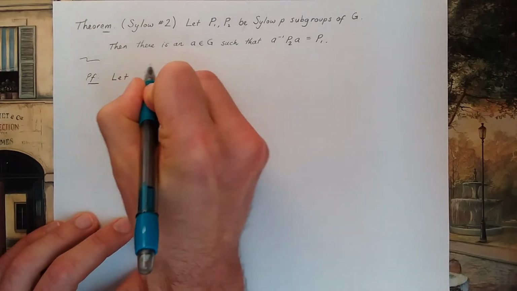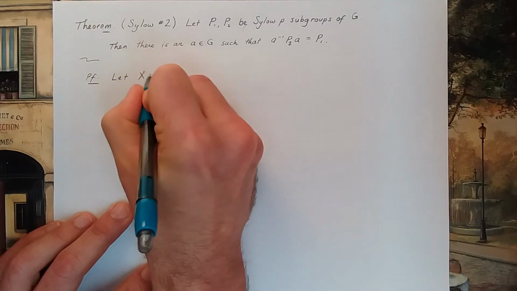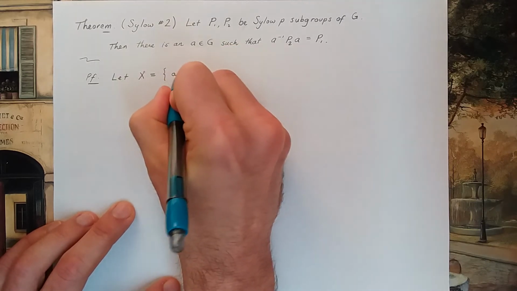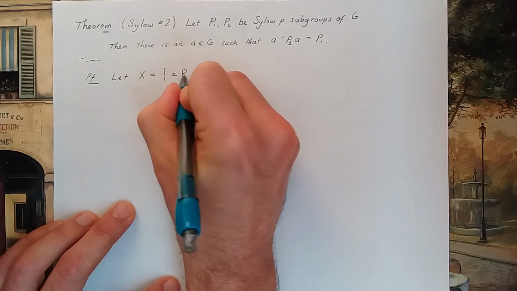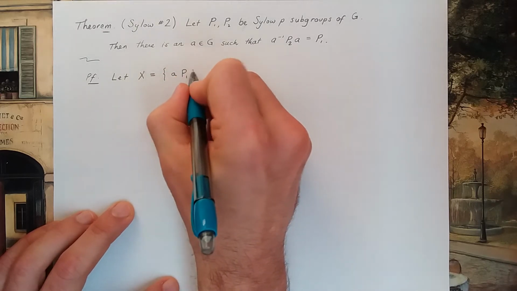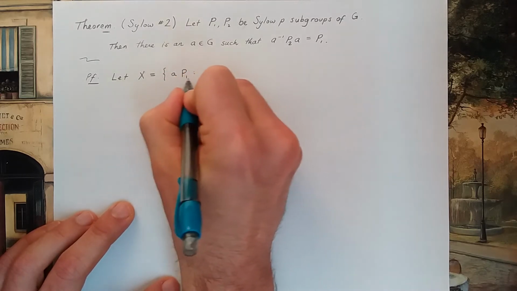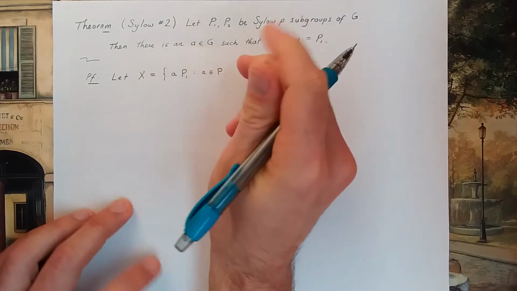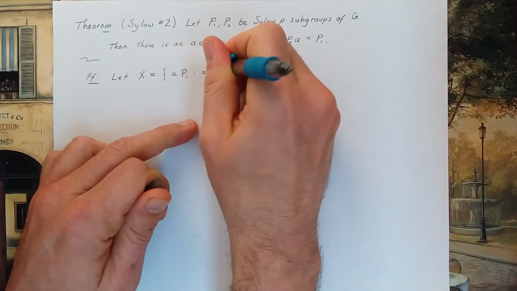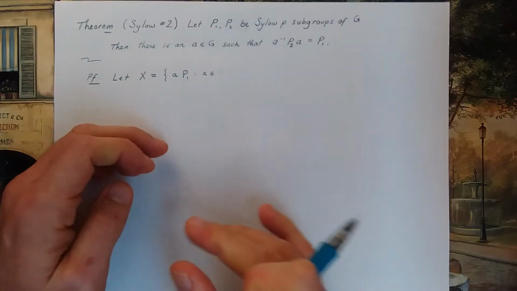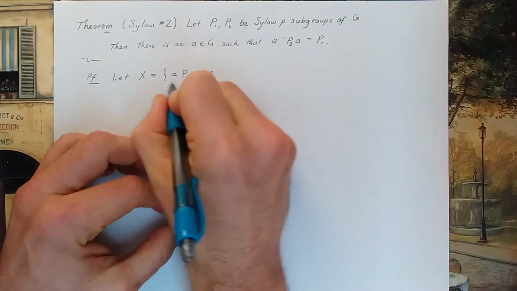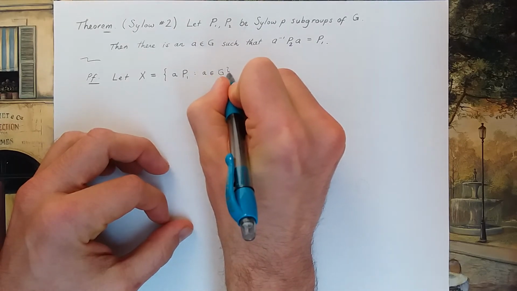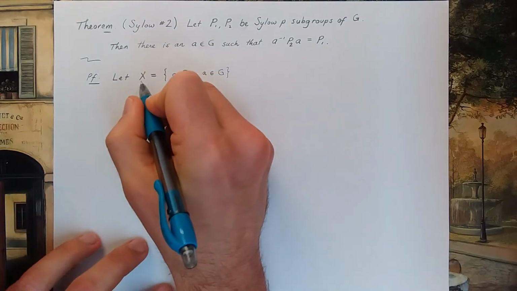We're going to prove it using group actions. So the set X that I'm going to use is the set of left cosets of P1 in the group. Now P1 might not be normal, but you could still look at the set of left cosets. It's a perfectly valid set. That's my set X.